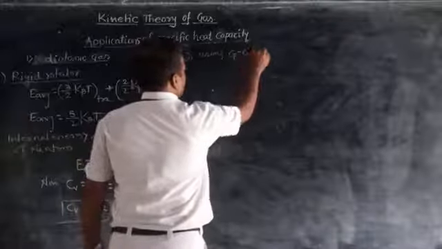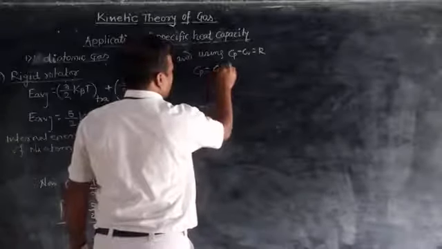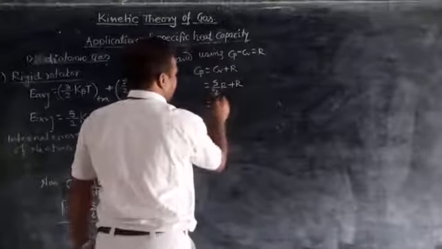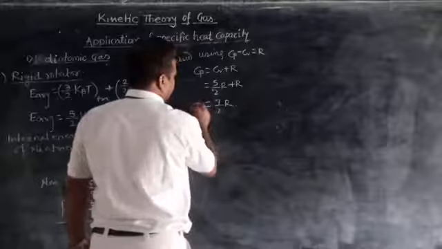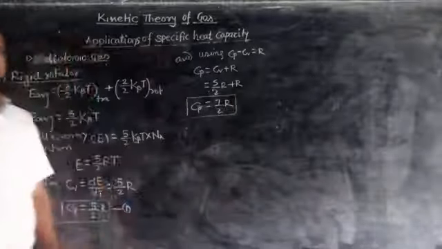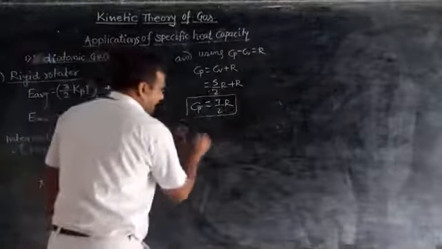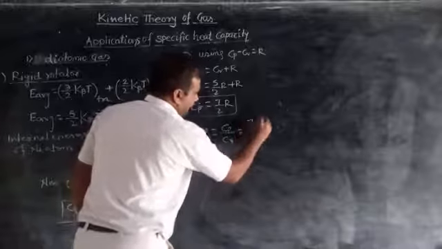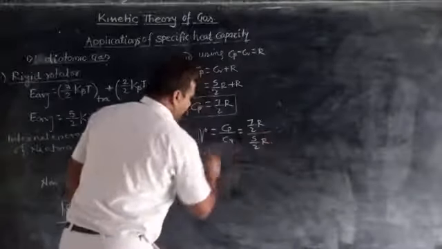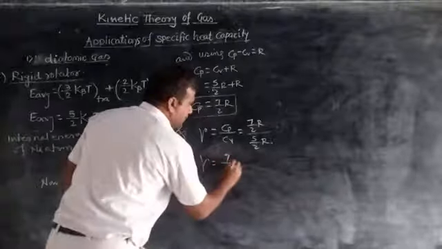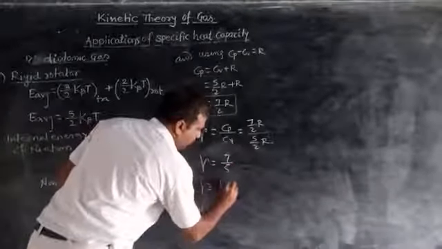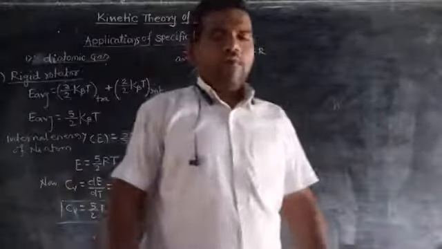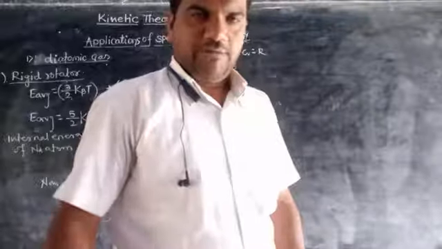Cp minus Cv is equal to R, therefore Cp is equal to Cv plus R, therefore 5 by 2 R plus R becomes 7 by 2 R. This is Cp, the principal specific heat at constant pressure, and the adiabatic constant gamma is equal to Cp upon Cv, which is 7 by 2 R upon 5 by 2 R. It means that gamma is equal to 7 by 5, that is, gamma is equal to 1.4, and this is the required value of the adiabatic constant.